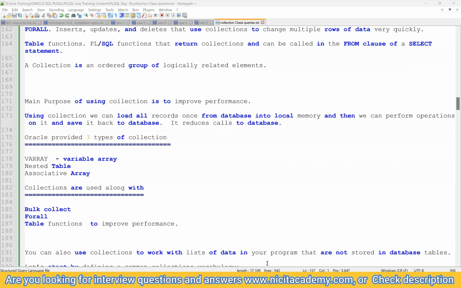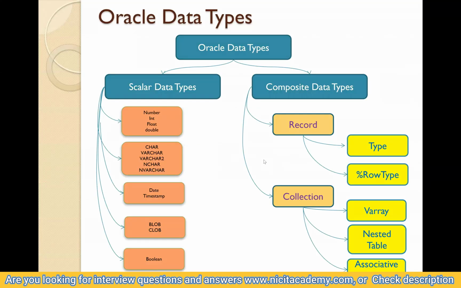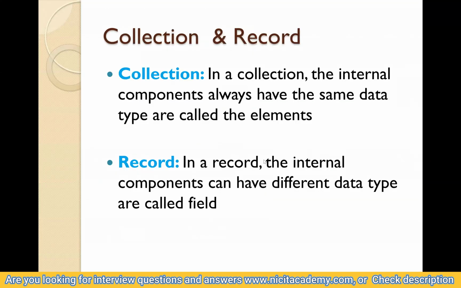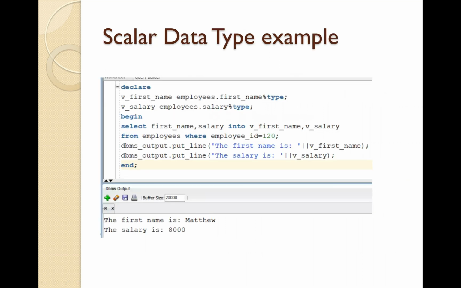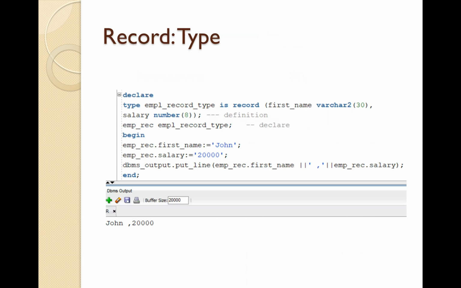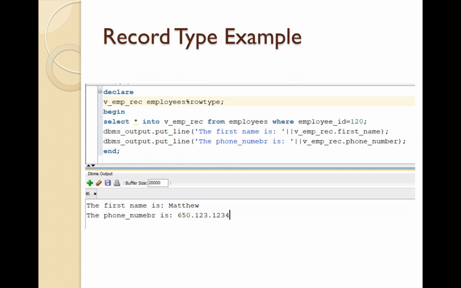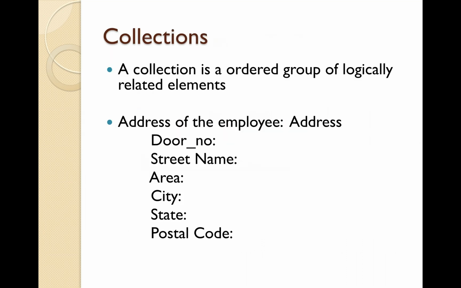We have three different types of collections, right? See here, this is the record. In a collection, the internal components always have the same data type and are called elements. In a record, the internal components can have different data types and are called fields. So here it is an element, here it is a field. Scalar data type we have seen. What is a scalar data type? What is the record type? And record type examples we have seen. But collections, we can go for collections.